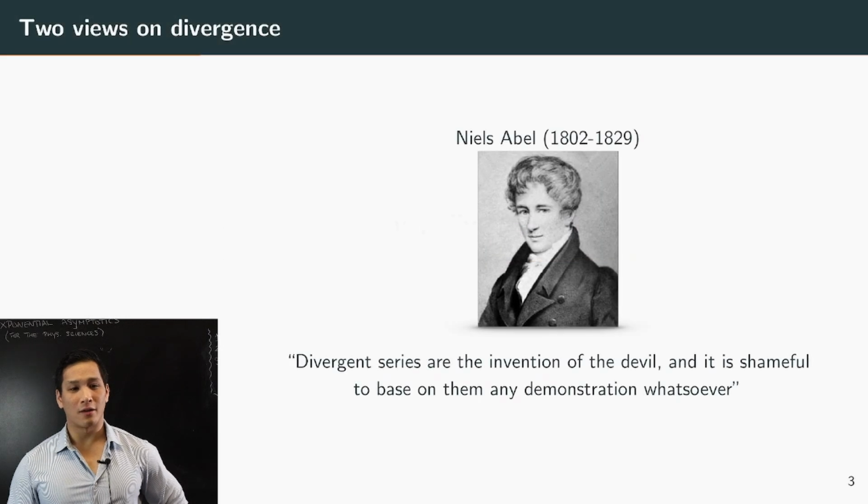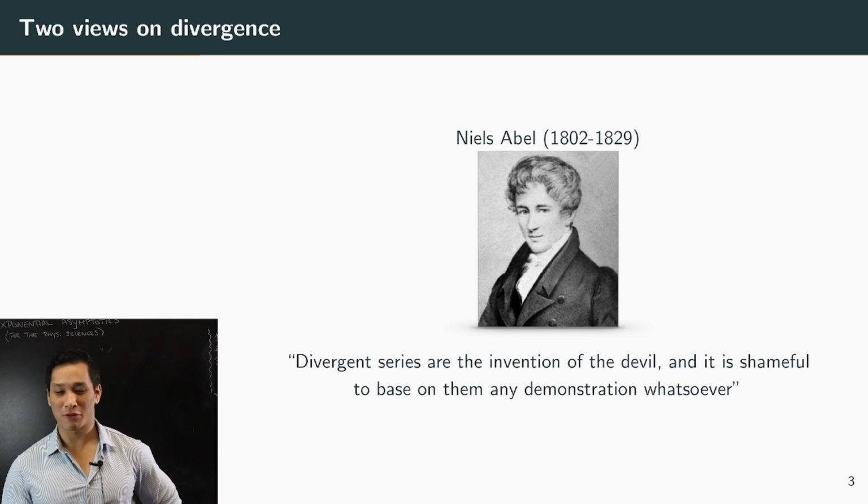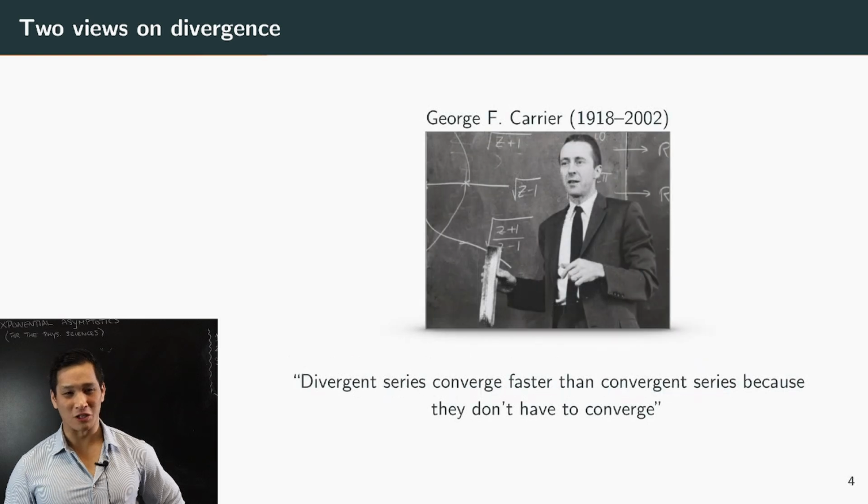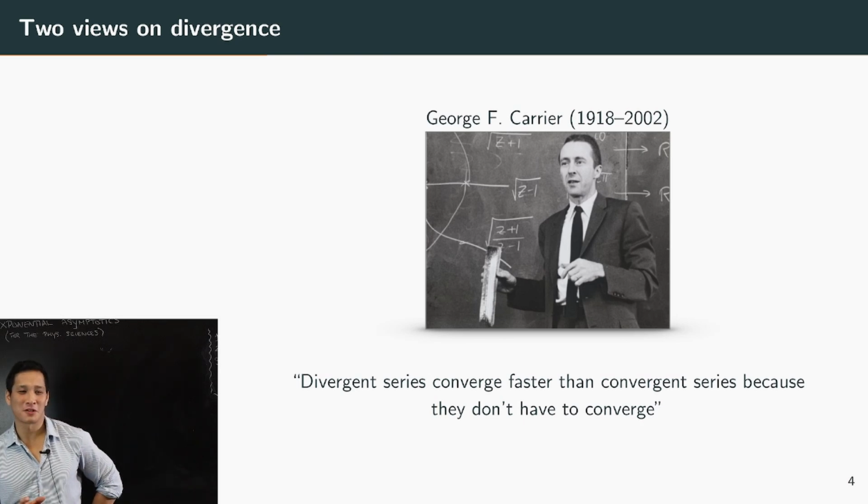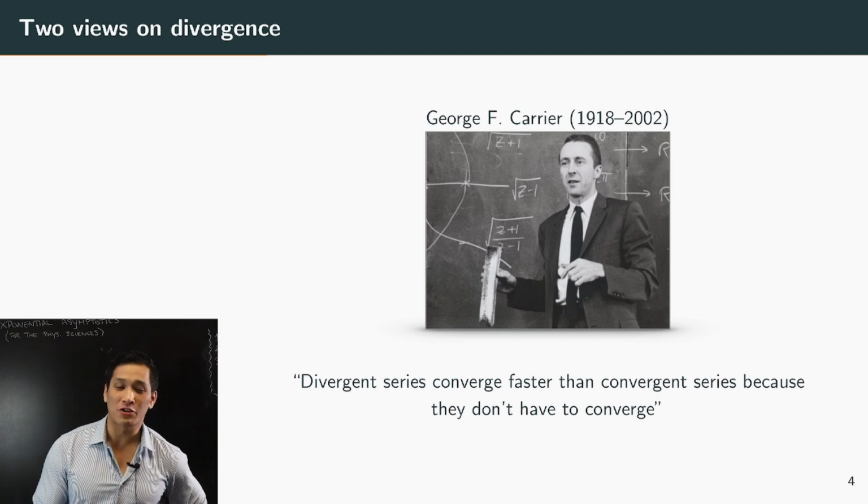And this presents us with two interesting perspectives about convergence and divergence. The classic one is that of the Frenchman Niels Abel that I talked about last lecture: "Divergent theories are the invention of the devil, and it's shameful to base on them any demonstration whatsoever." Right? The pure mathematician's view, somewhat humorously contrasted with the applied mathematician's view: "Divergent series converge faster than convergent series because they don't have to converge."